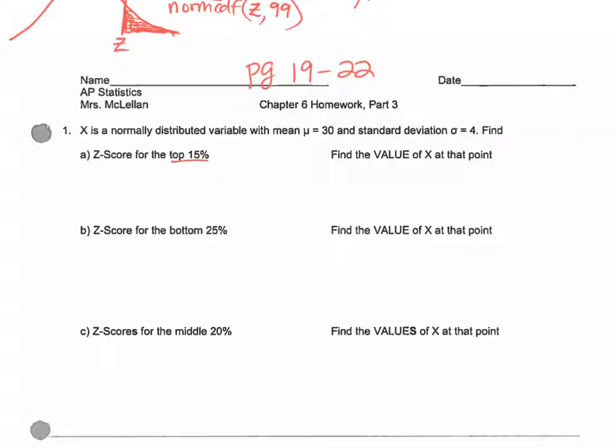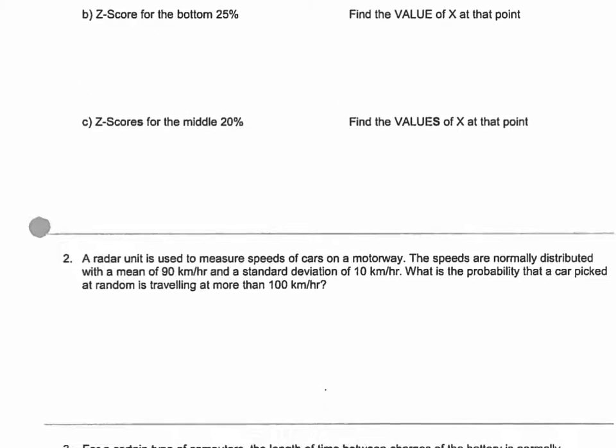Multiply by the bottom 85? Yes. Inverse norm of the area below, so not the top 15%, but the area below would be the bottom 85%. Good. And so on.